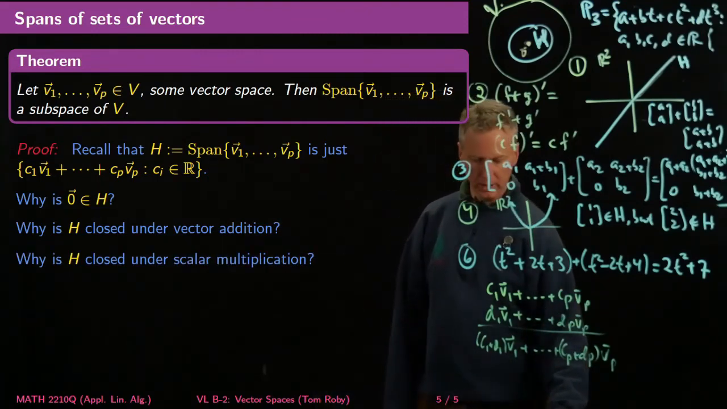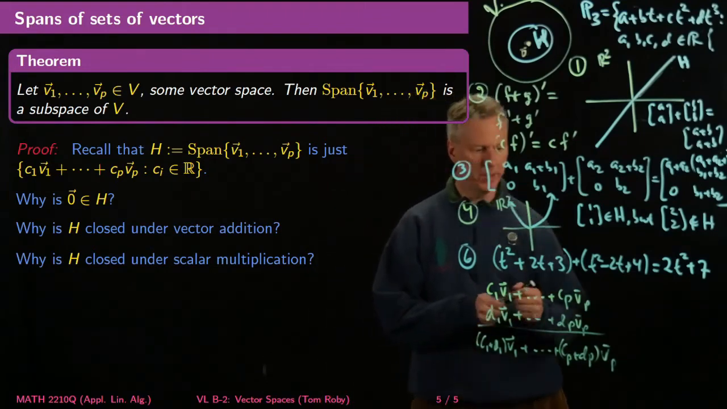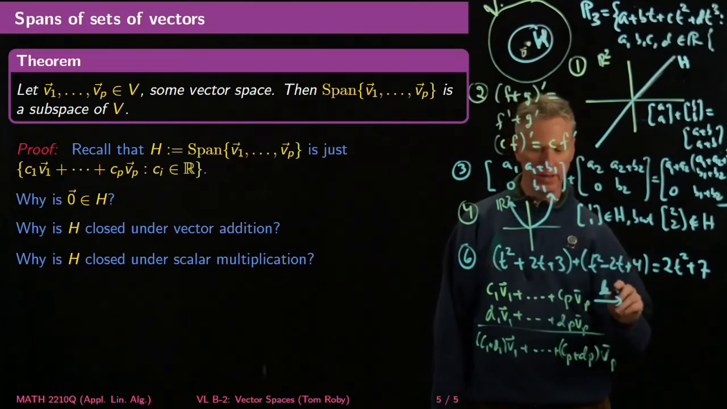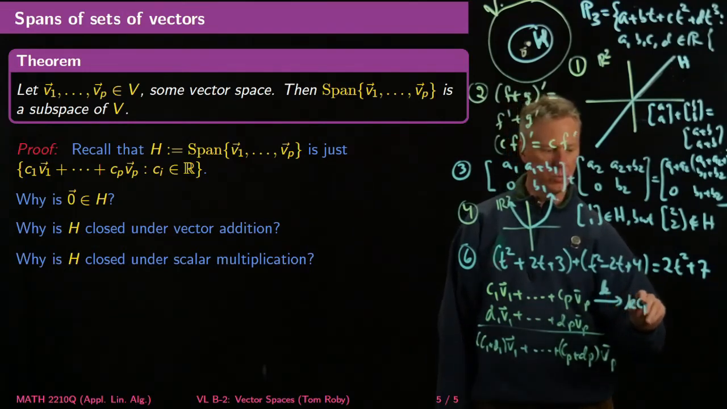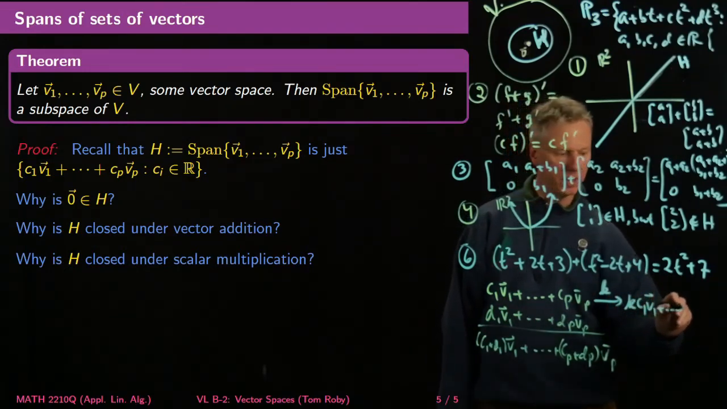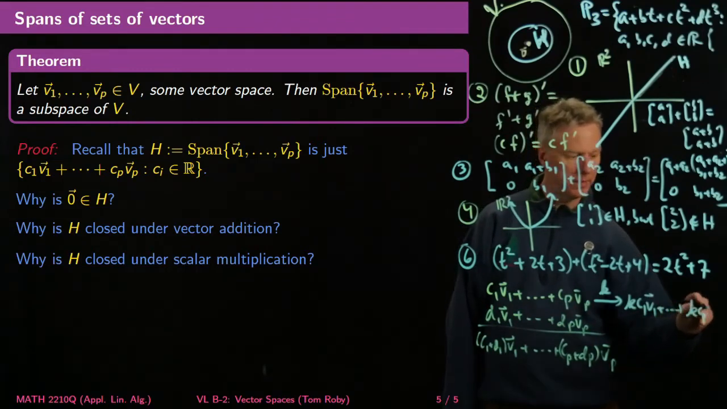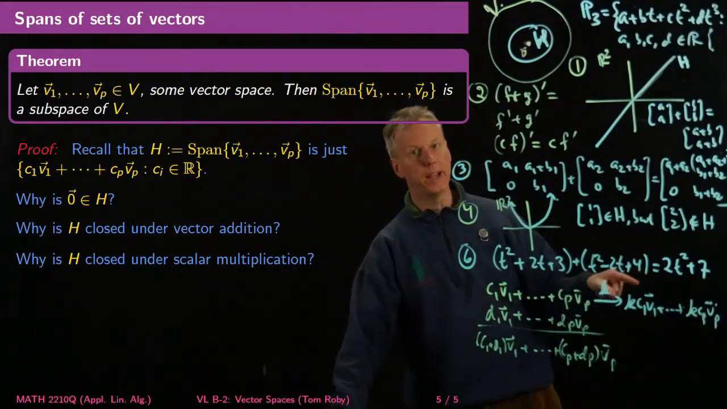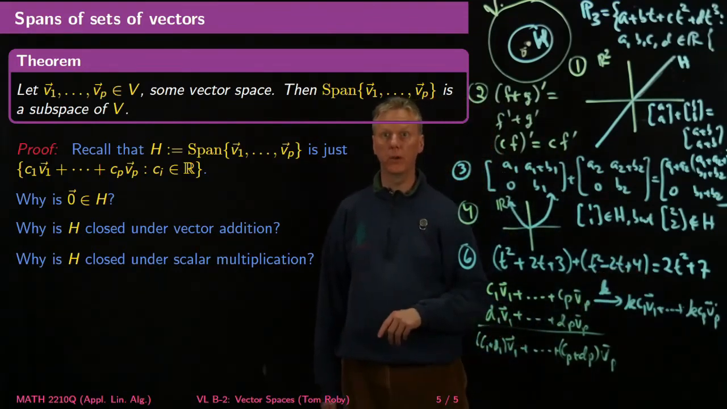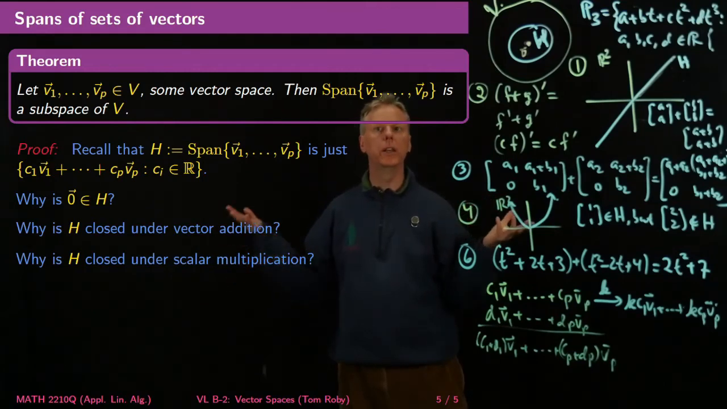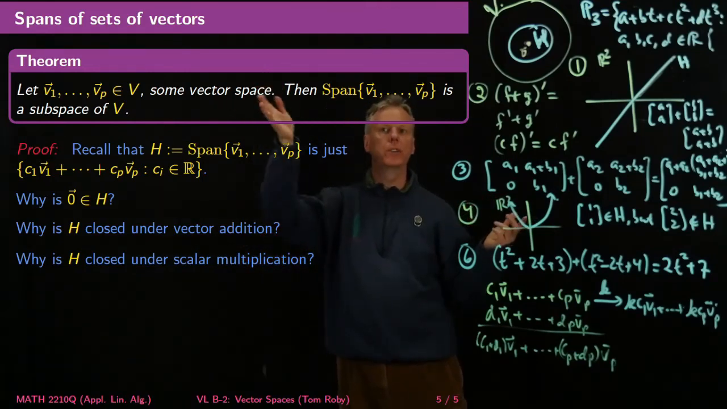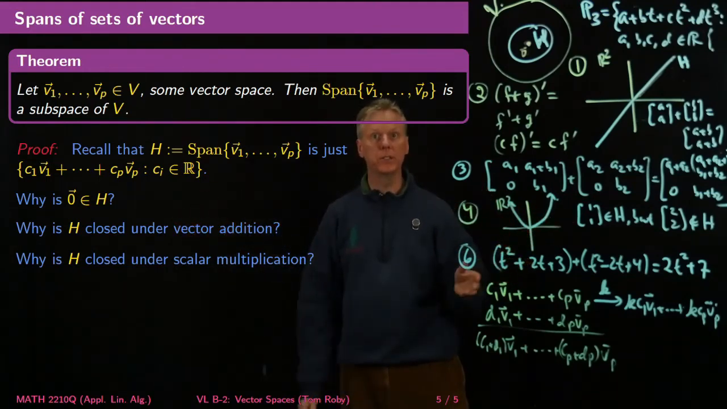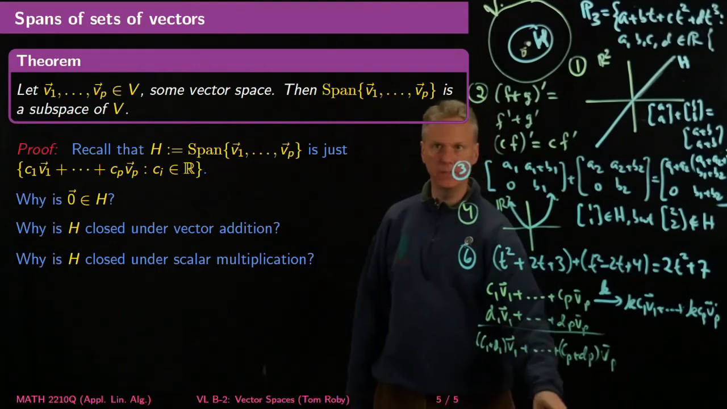And why is it closed under scalar multiplication? Well, that's even easier, right? Because if I take this and I multiply by k, say, instead of c here, then I'll have kc1v1 plus dot dot dot plus kcpvp. And that's clearly of the right form, right? Because multiplying by k, I just use the distributive property. Okay? So that's all there is to it. If I have a finite list of vectors in some vector space, then the span of that, if I look at all the linear combinations, then I always get a subspace of V.